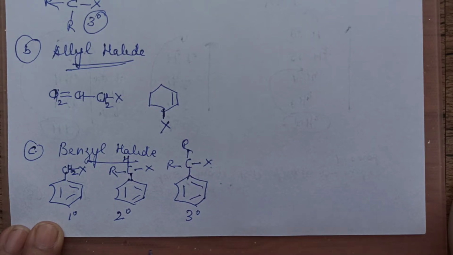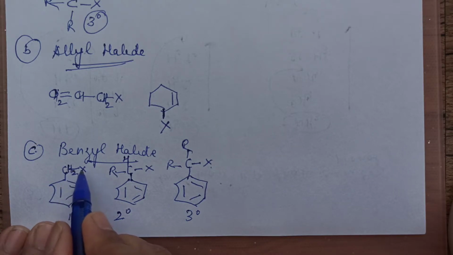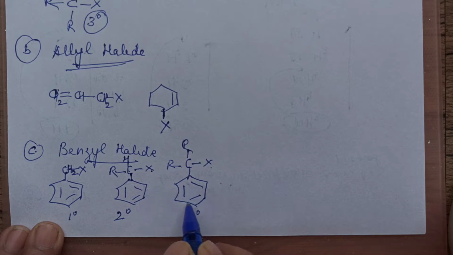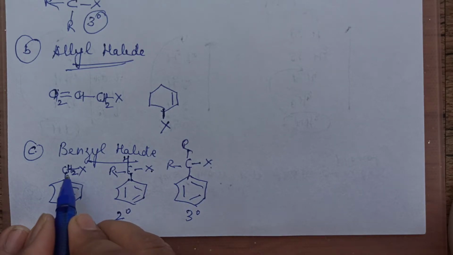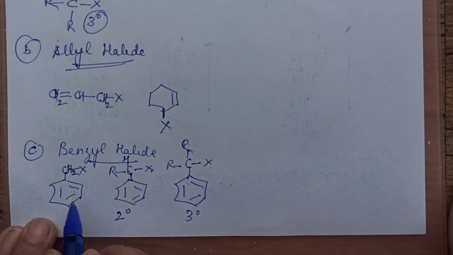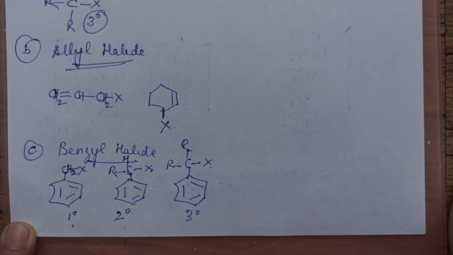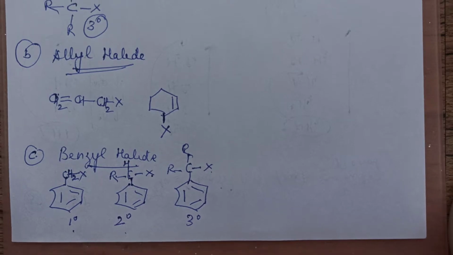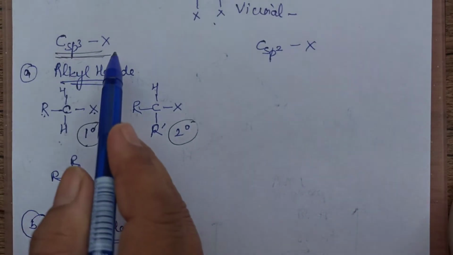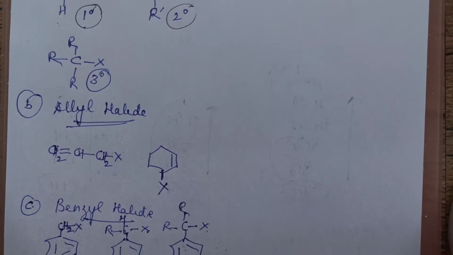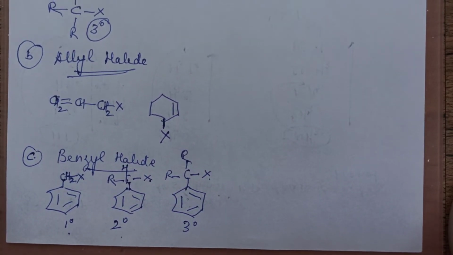But what is basically benzyl? I hope that is clear. Benzene ring, and the carbon attached to the benzene ring contains halogen. Depending upon how many hydrogens, you can say this is 1 degree, 2 degree, 3 degree. This carbon containing halogen has 2 hydrogens, 1 degree; 1 hydrogen, 2 degree; no hydrogen, 3 degree benzyl halide. Clear? So far we have discussed, children, sp3 hybridized carbon containing halogen, 3 types: alkyl, allyl and benzyl. You can pause in between and please make notes.